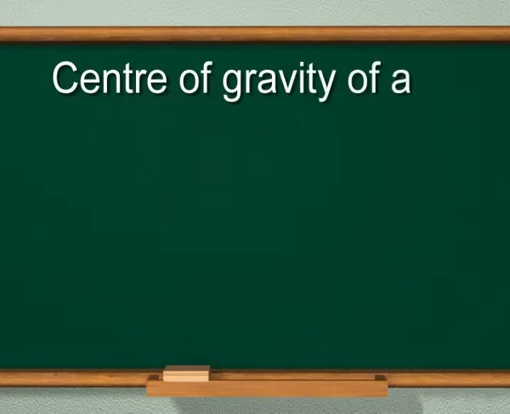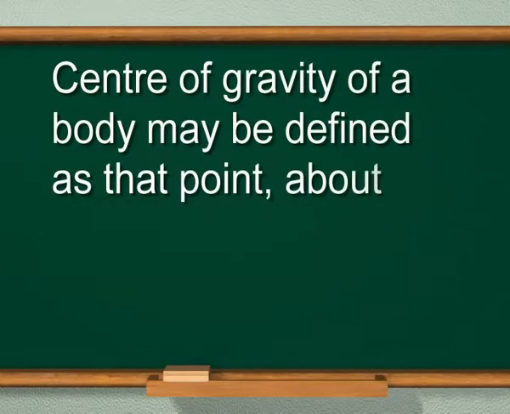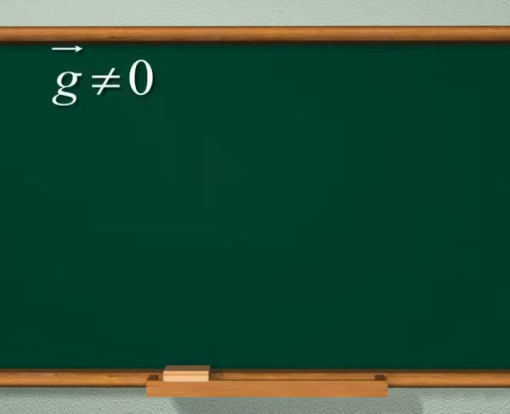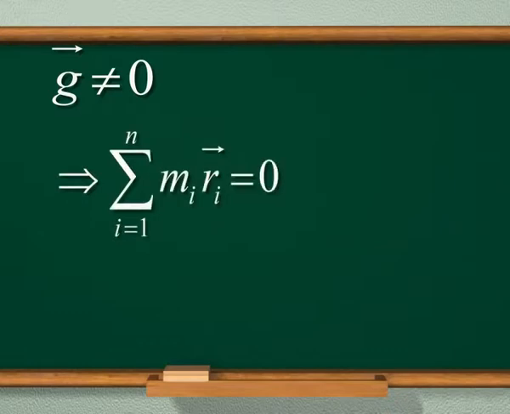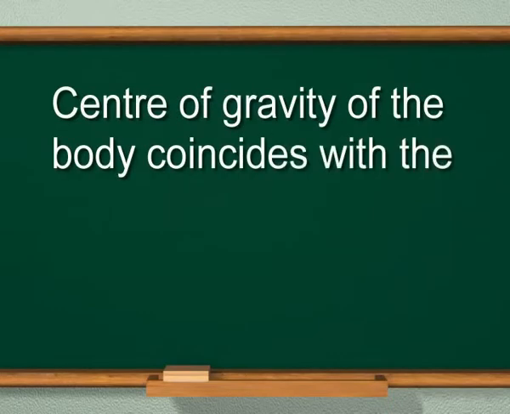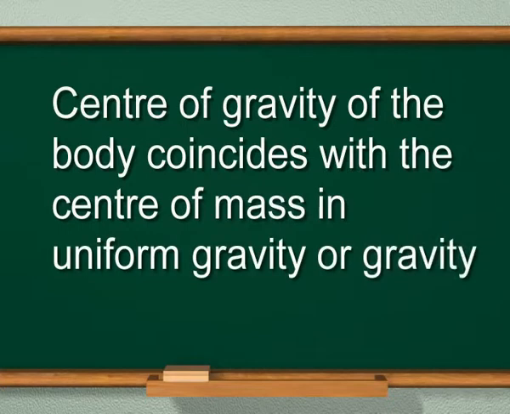Hence, the center of gravity of a body may be defined as that point about which the total gravitational torque on the body is 0. Since vector g is non-zero, therefore the summation of mi into vector ri over i equal to 1 to n is equal to 0, since vector ri is the position vector of the ith particle with the center of gravity as the origin. Now, if the origin coincides with the center of mass, then the summation of mi into vector ri for i equal to 1 to n is equal to 0. Thus, we may conclude that the center of gravity of the body coincides with the center of mass in uniform gravity or gravity-free space.